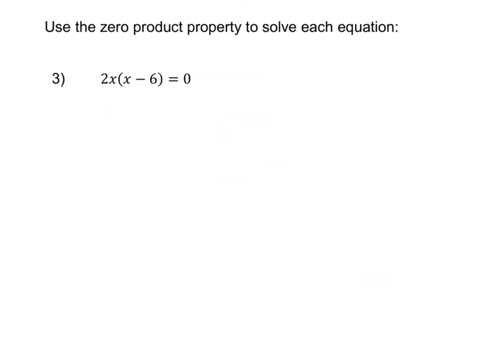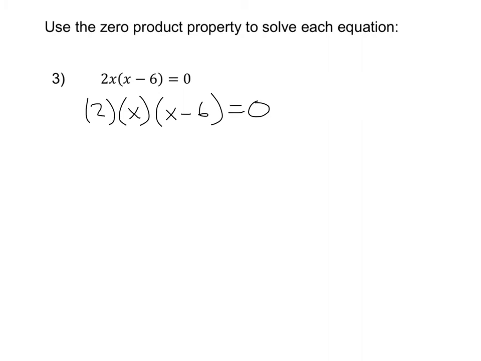I'm going to do one more example, and then you're going to try some. Okay, so this one, we have 2x times x minus 6 equals 0. Right? And I want you to think about it this way. What do we have here? We have a factor of 2 being multiplied times a factor of x, times a factor of x minus 6, and that's equal to 0.